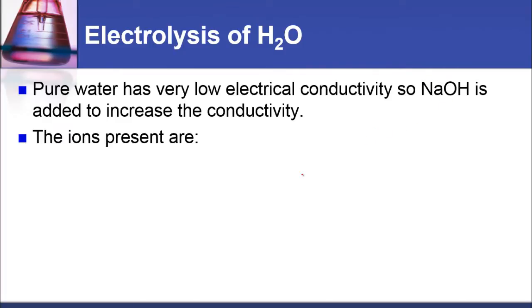So that means in an aqueous solution we have three ions. We have the Na+, that's from the sodium hydroxide. We have the H+, that's from the ionization of pure water. And we have the OH-, that's from the ionization of water and also from the sodium hydroxide.